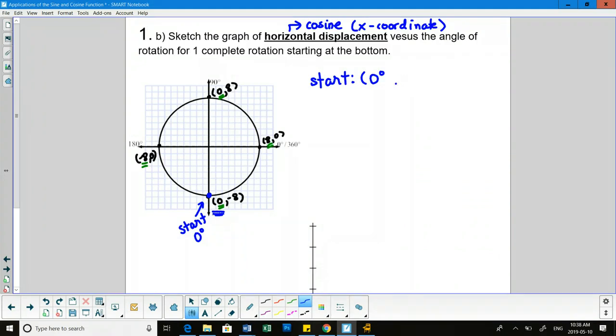Can somebody tell me what the horizontal displacement is at the start? 0. Good. Okay, now we're still rotating counterclockwise. So we're going to move up to this position here. How far have I traveled now from 0 to here? 90 degrees. Great. What's my horizontal displacement now? How far am I to the left or the right of the center? I'm 8 units to the right of the center of the Ferris wheel, right? So at 90 degrees, I am 8 units horizontally from the center.